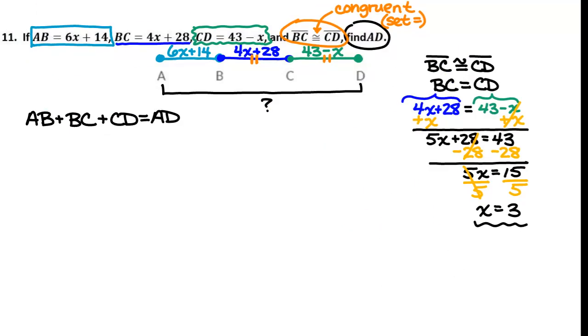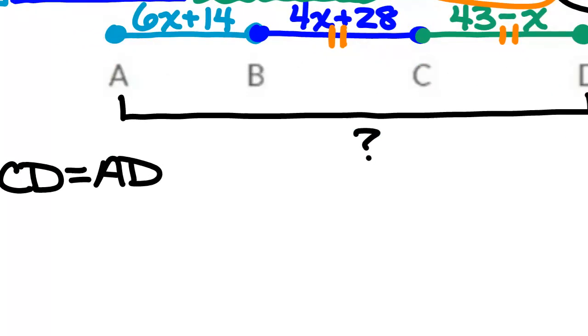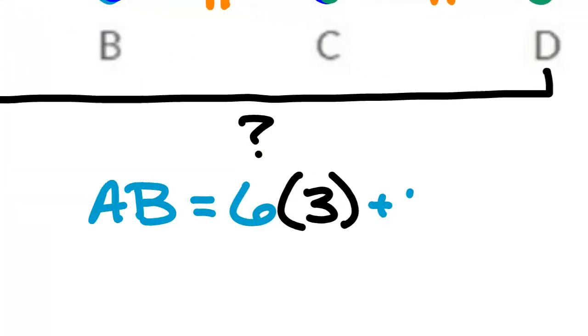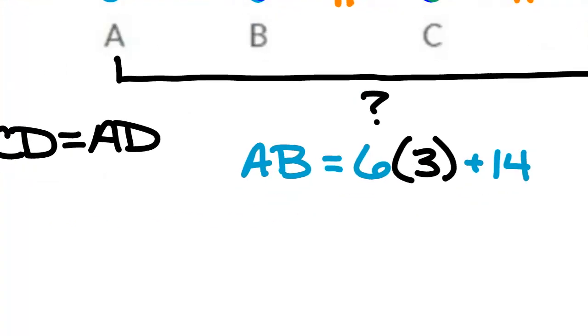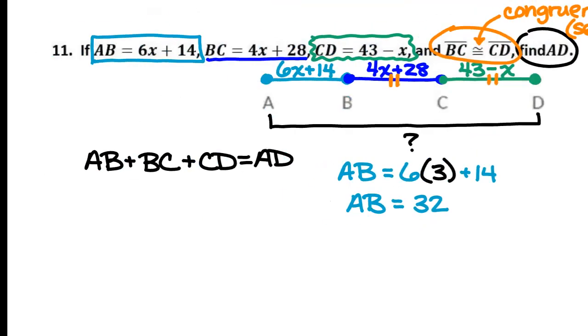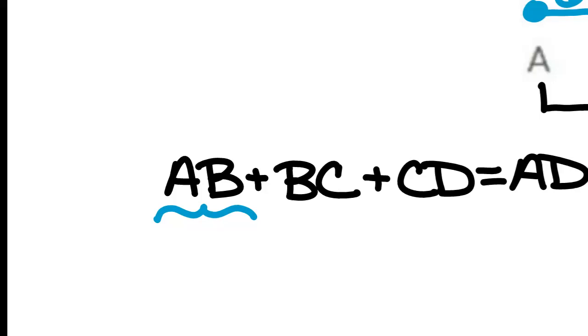Now that I know x is 3, can I come in and figure out how big AB, BC, and CD are? Yes. So AB, 6x, so 6 times 3, plus 14. What is 6 times 3? 18. 18 plus 14? Close. 32. So in the place of AB, I'm going to put 32.